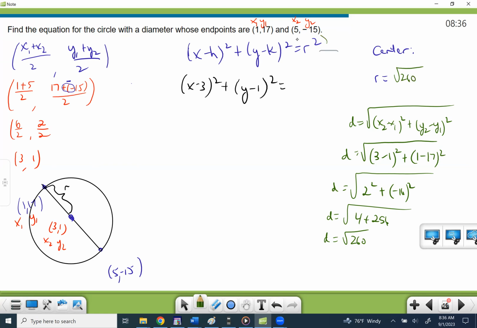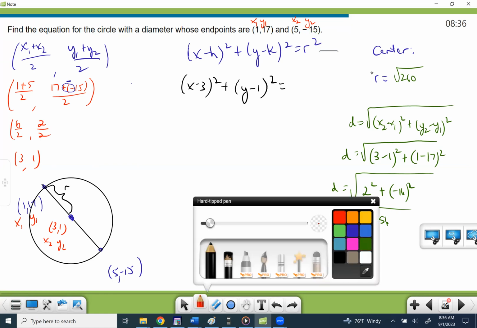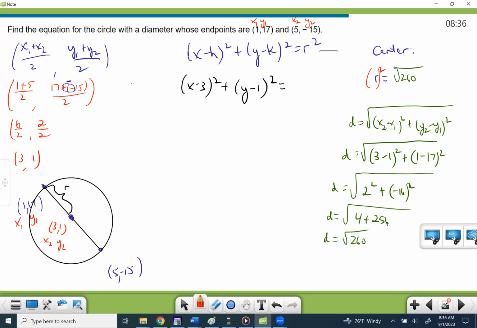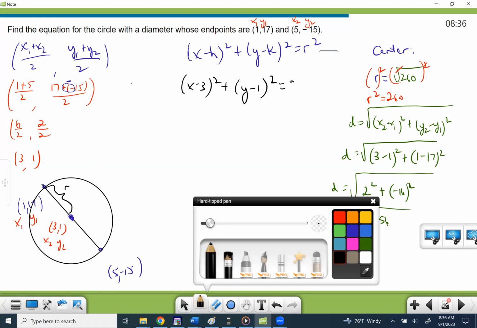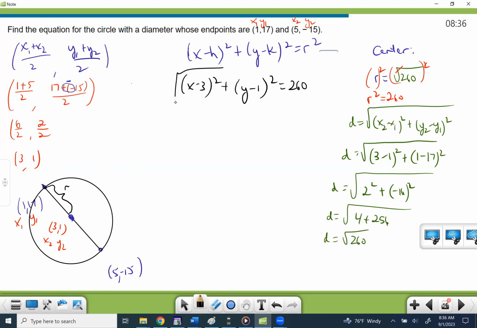But what we need is r squared. So I am going to take that and square both sides. So r squared is, well, the squared and the square root cancel each other out, and so we're going to get 260. So that is going to be the equation of our circle.